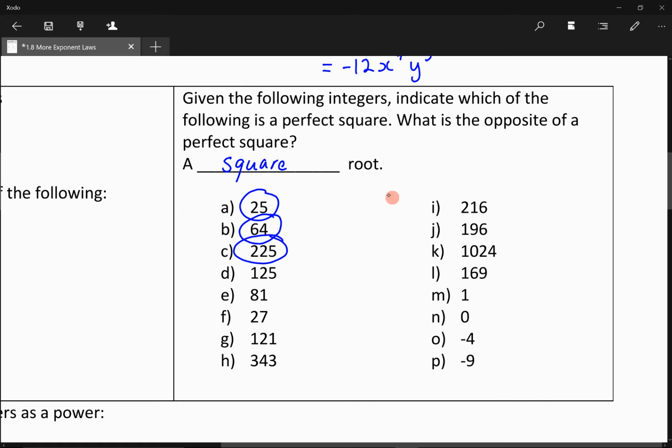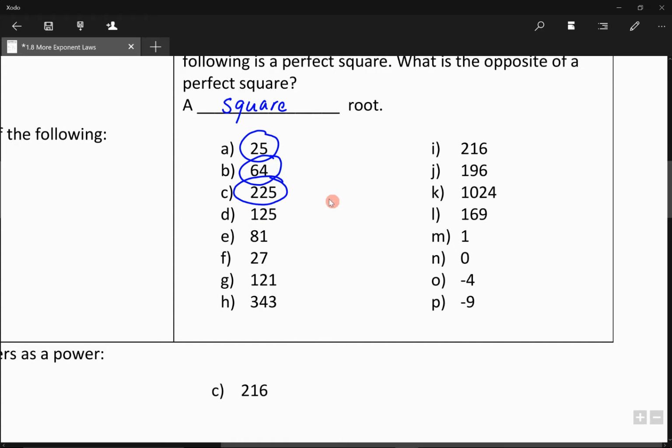225 is also a perfect square. So the square root of 225 is 15. Square root of 81 is 9. 9 times 9 is 81. Square root of 121 is 11. 11 times 11 is 121. 196 is another one. And 1024 is another one. 169 is another one. Square root of 169 is 13. And 1 is also another one. So the square root of 1 is still 1. That's a perfect square.